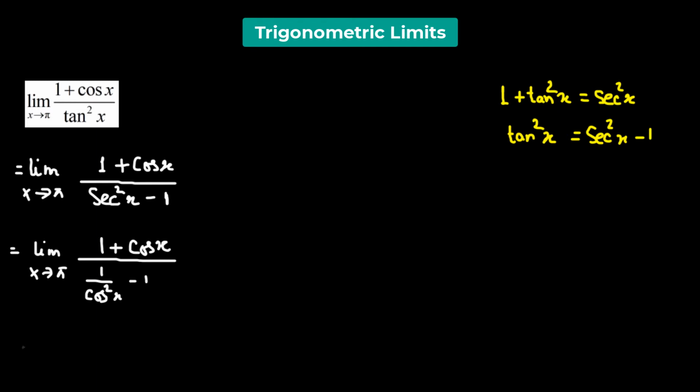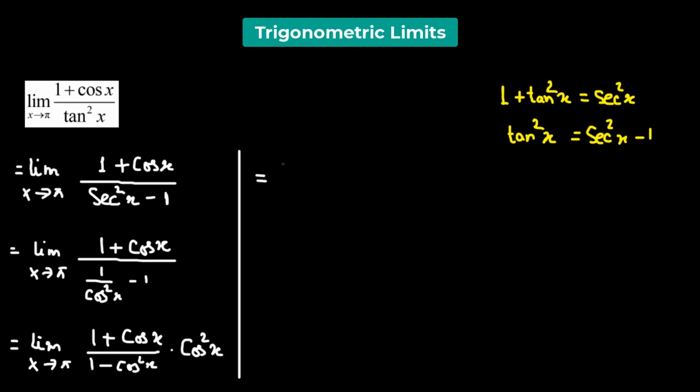1. Now combining the two terms in the denominator, that is going to give us the limit as x approaches pi of 1 plus cosine of x divided by (1 minus cos squared x) divided by cos squared x. So we're going to take it to the numerator. So we have cosine squared x multiplied to the numerator. Limit as x approaches pi of (1 plus cosine of x) multiplied by cos squared x.